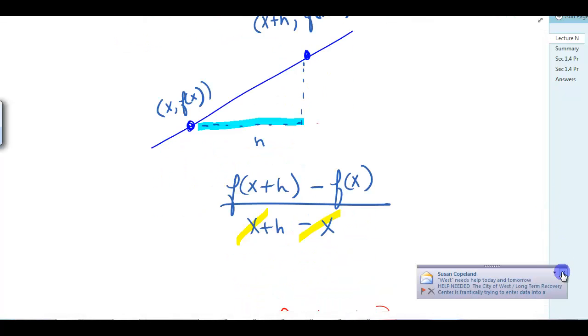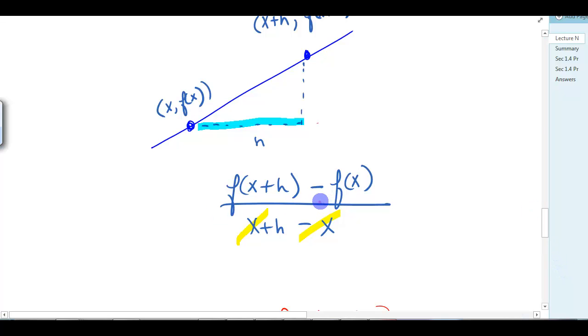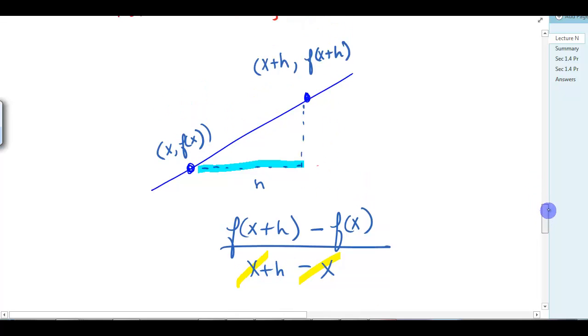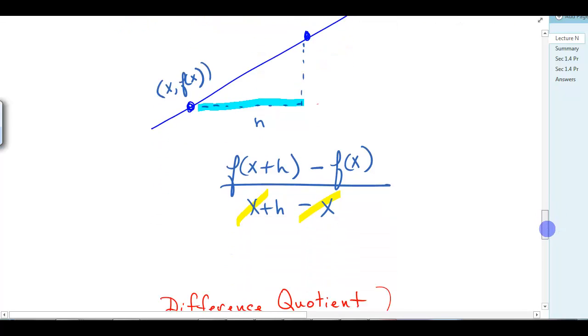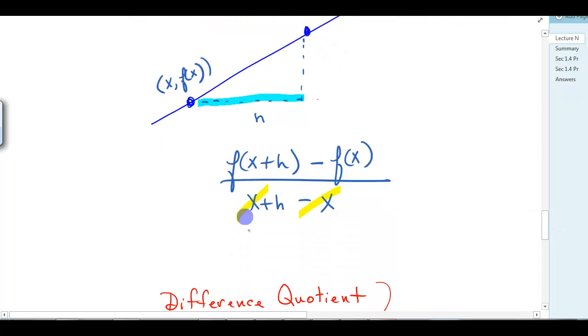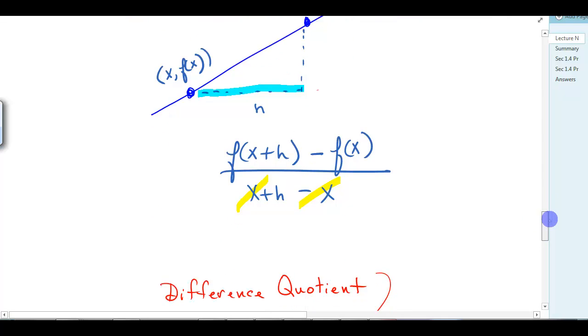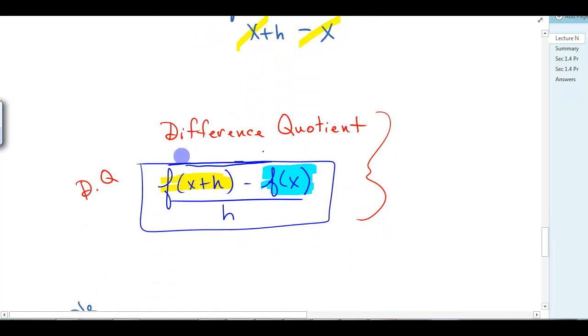Then if I did the slope formula, I have y minus y over x minus x. So I just took the y parts and subtracted them, f of x plus h minus f of x, and then I did the same with the x parts. Now on the bottom, those x's cancel out. So I am left with this formula. The difference quotient is f of x plus h minus f of x over h.